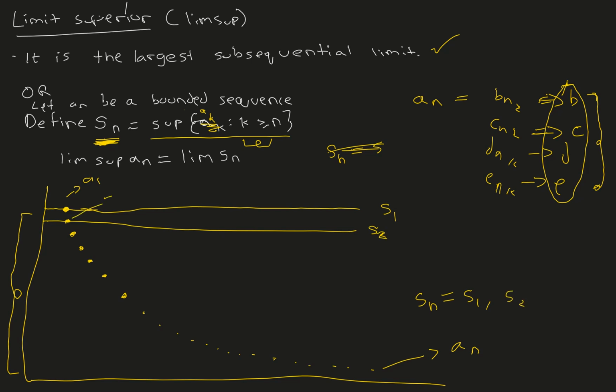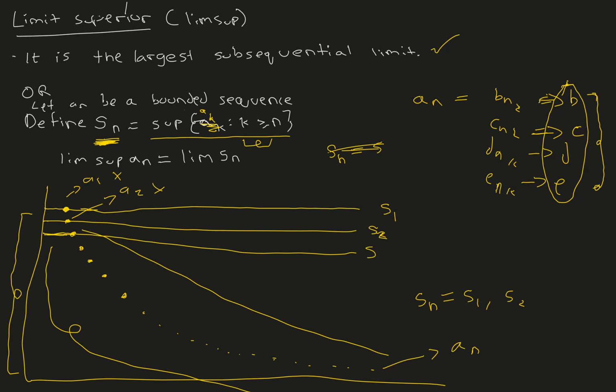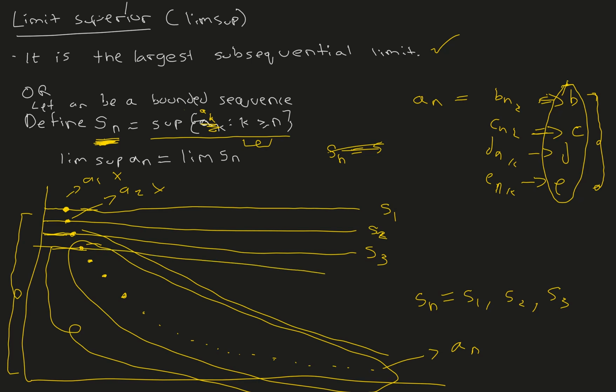After that, we throw out the first and second terms, and consider the supremum again of the remaining terms. These ones right here are the remaining terms. Remember that the supremum is the least upper bound, and we get a3 as the least upper bound. So we get this as S3. Then we throw away the first, second, and third terms and consider the remaining terms. The supremum of the remaining terms is where a4 is, so we draw that here, S4. That's how we build the sequence S_n.